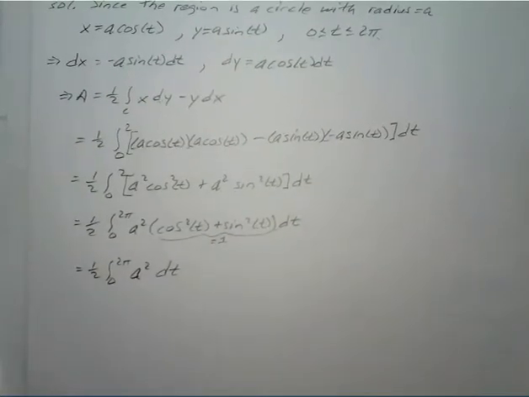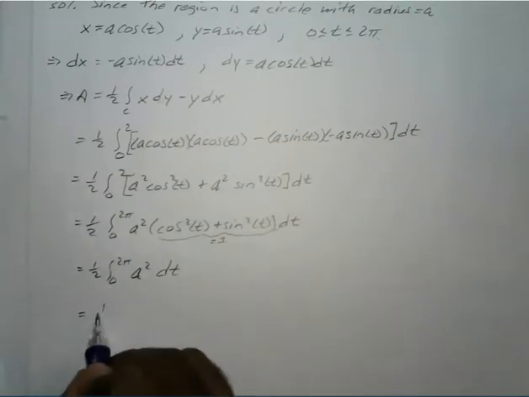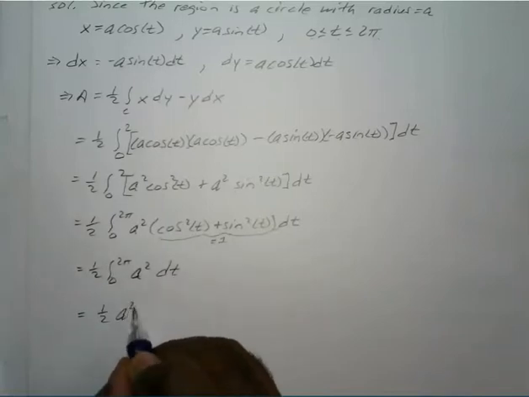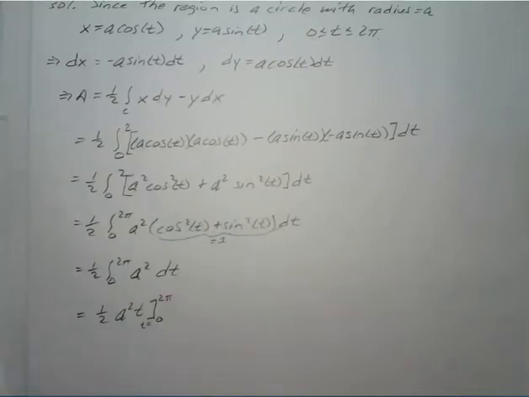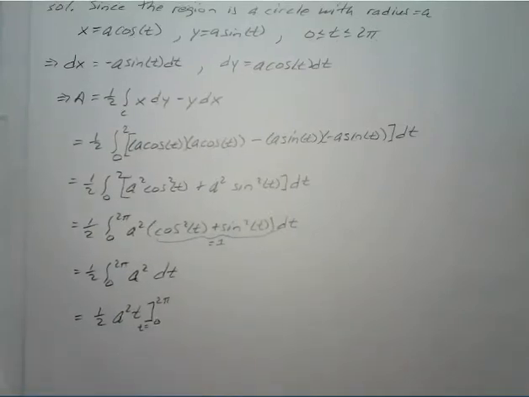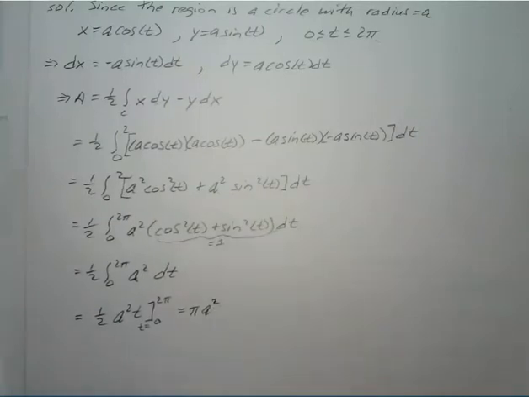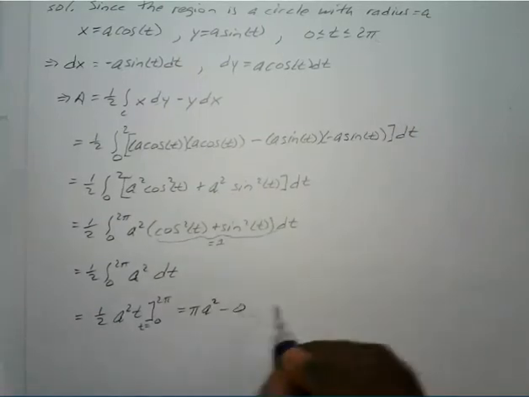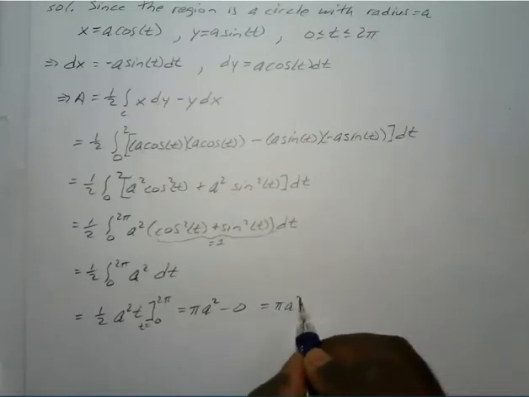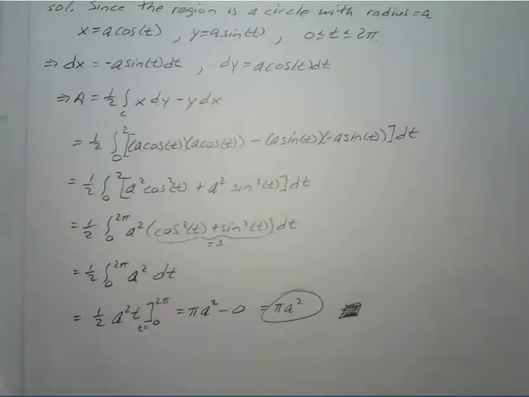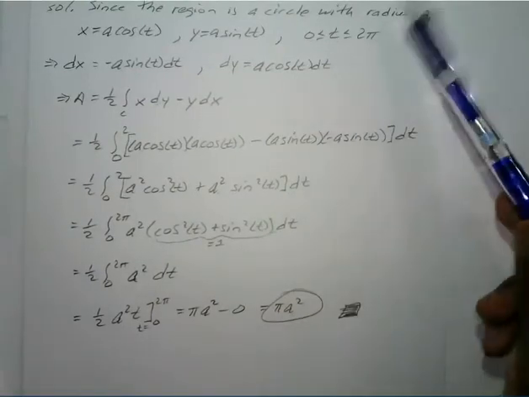All right, so here we can just go ahead and integrate. So that's 1/2, the integral of a squared with respect to t is just a squared times t, and that's from t equals 0 to 2 pi. If we plug in 2 pi for our t, we end up with pi a squared. The 2's cancel out. Minus, we plug in the 0, we get 0. So we end up with pi a squared for our answer. And the a only depends on what the radius is.